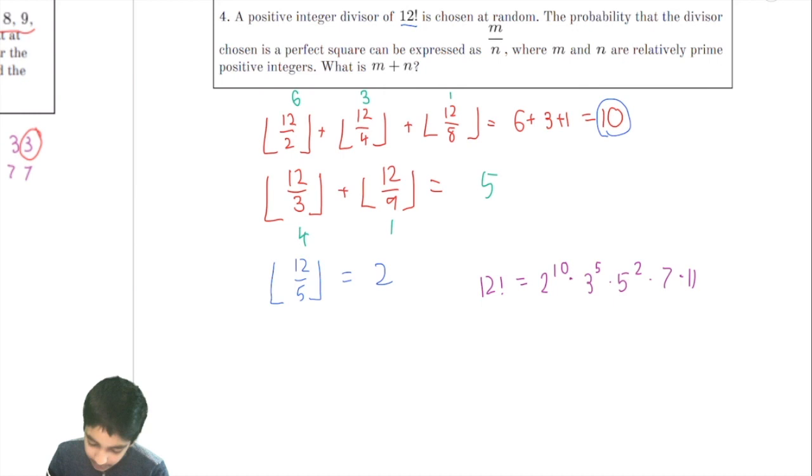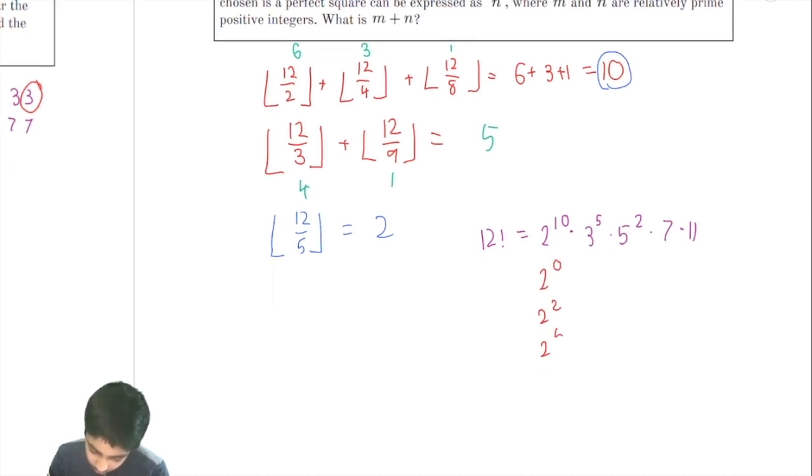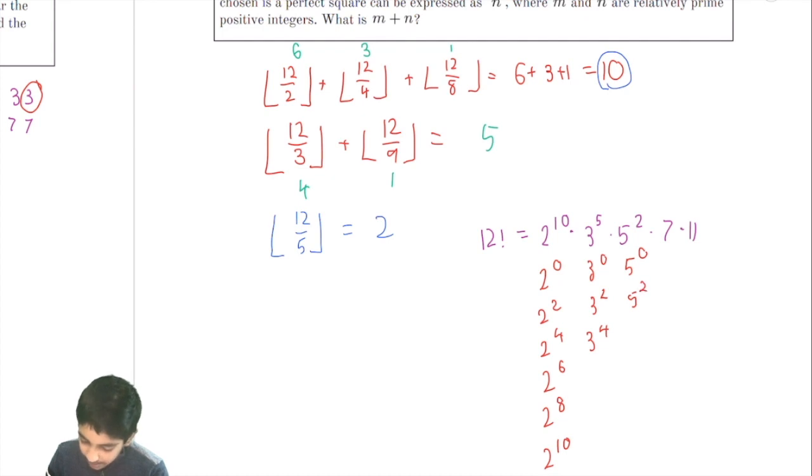The factor of 2 can either be 2 to the 0, 2 to the 2, 2 to the 4, 2 to the 6, 2 to the 8, or 2 to the 10. The factor of 3 can just be 3 to the 0, 3 squared, 3 to the 4. 5 can be 5 to the 0, 5 to the 2. And 7 has to be 7 to the 0 and 11 to the 0, because if you have a 7 or 11, it's not going to be a perfect square.